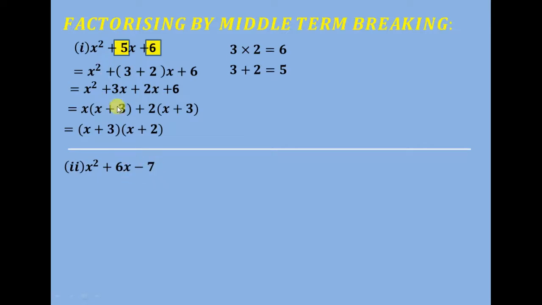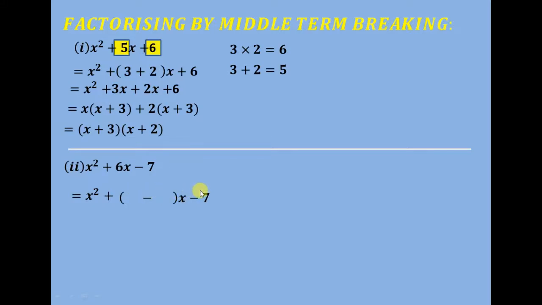Now see, let's compare these two questions, question number 1 and question number 2. Everything is same except this sign. Here we have a plus, here we have a minus. Let's solve it. We know that the first line we write as it is, that is x square plus, instead of 6 I'll put a bracket, and whatever sign I have on the right hand side I'll write that one, x minus 7.